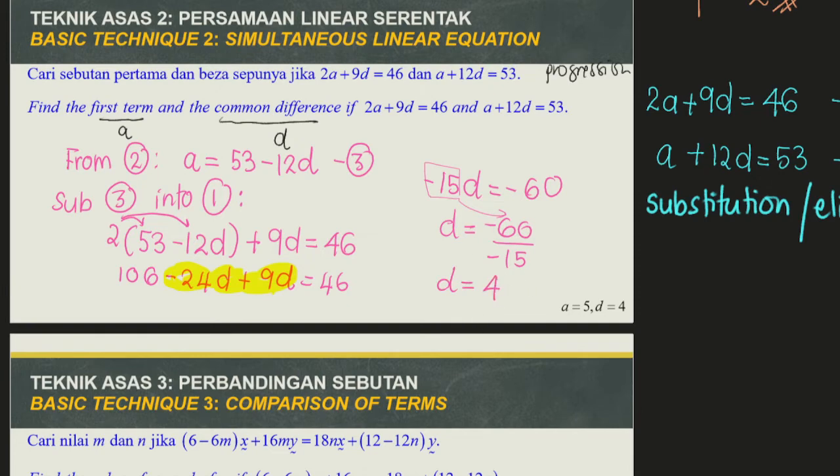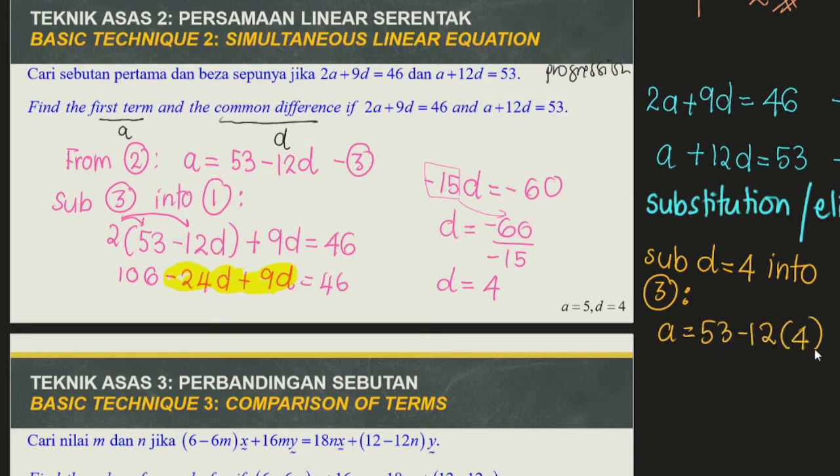Once you get the D, substitute D equals 4 into equation 3, because now you need to find A. So your A will be 53 minus 12 times D. So A we get 53 minus 12 times 4, which is 5. So the final answer: A is 5, D is 4. So this one is the substitution method. You can also go for the elimination method.